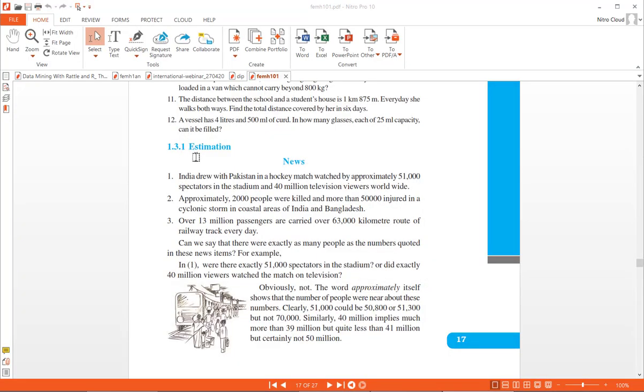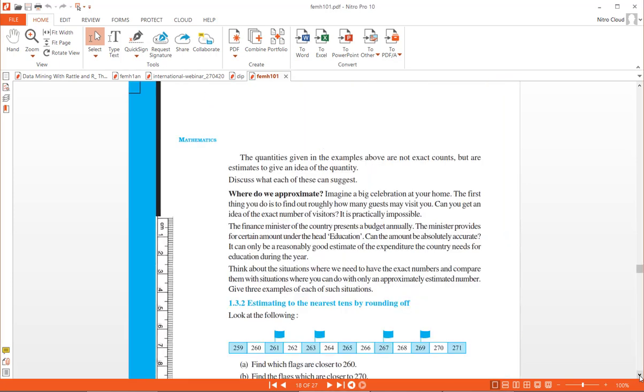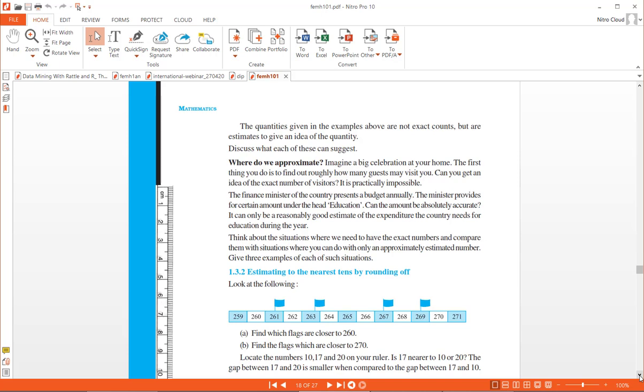Before you actually talk about estimation, you need to first understand what rounding off is, which you studied in your previous class, class 5. And where do you need estimation? Suppose I don't want an exact calculation, I just want an approximate number of how many people were present in the stadium, or how many people were traveling by train. Then you use estimation. It is done to make the calculation simple and give us an approximate value of what we are actually looking for. So here they start off with an example.